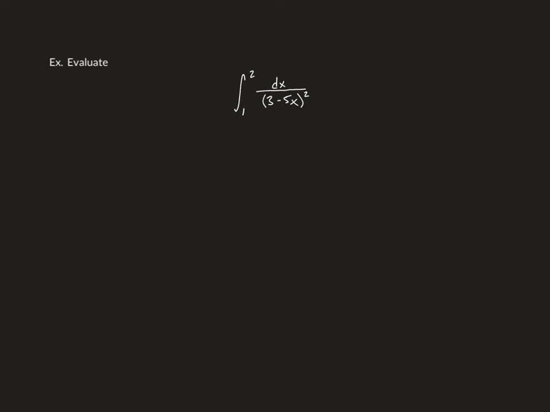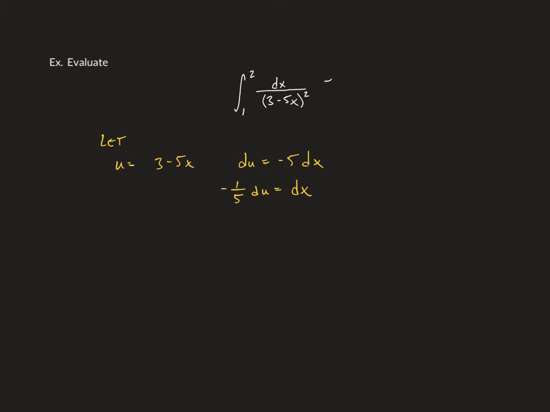Here's another example. I would encourage you to just pause the video and do this one on your own, because at this point you should have the hang of using the u-substitution to re-represent this integral. I'm going to let u equal 3 minus 5x, which is going to mean that du is equal to negative 5 dx. I don't see a negative 5 really anywhere, so I'm going to really want to use the negative 1/5 du to replace that dx that's there.